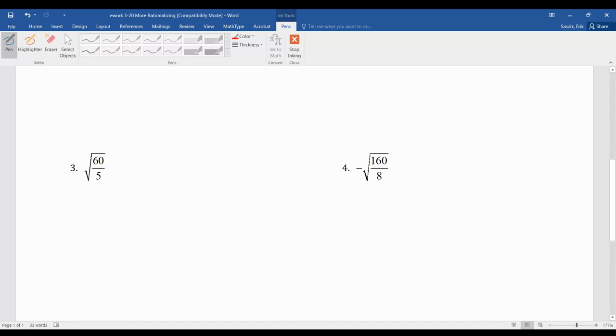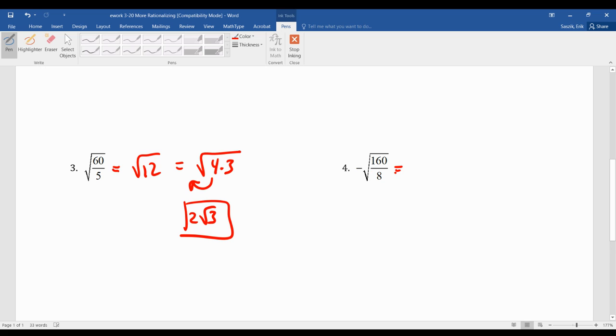So if you don't see any perfect squares, like look at 3 and 4, I don't see perfect squares in the numerator or the denominator. The next thing I'm asking myself is, can I divide or reduce that fraction? I can divide both of them. 60 divided by 5 is just 12, so we have root 12. Break that up to 4 times 3, and that 4 comes out as plain 2, so we end up with 2 root 3. We're actually all done with that.